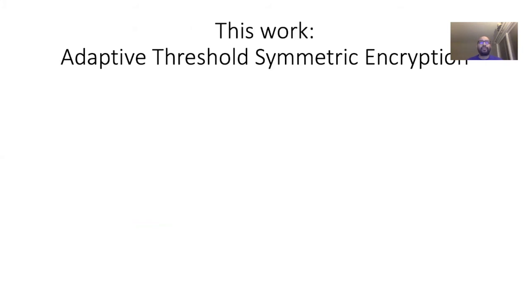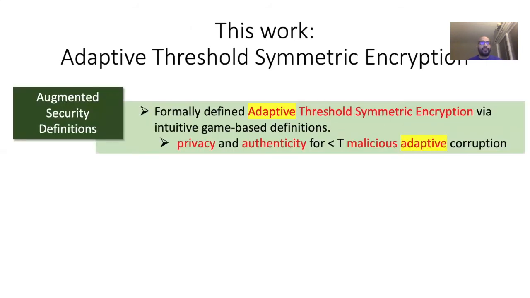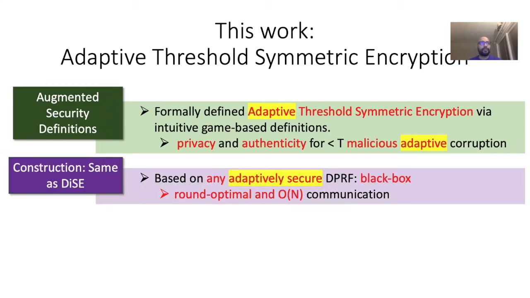consider adaptive threshold symmetric encryption. So what we did is we augmented the security definition from DISE, formally defining adaptive threshold symmetric encryption, and we again have privacy and authenticity, both for malicious but adaptive corruptions. Our construction is exactly the same as DISE. We do not propose any new construction, but we showed that if the DISE construction is instantiated with any adaptively secure DPRF in a black box manner, that achieves our definition. We formally proved that in this paper.